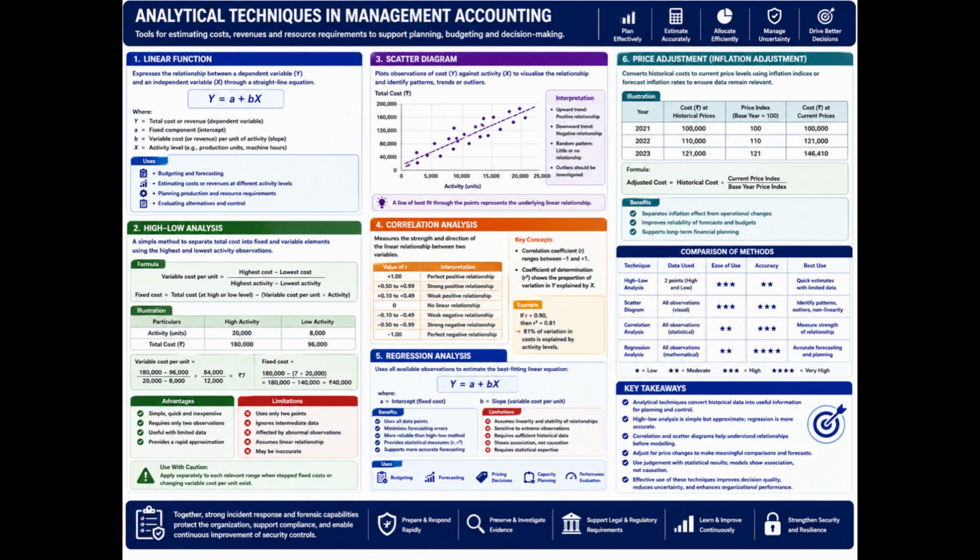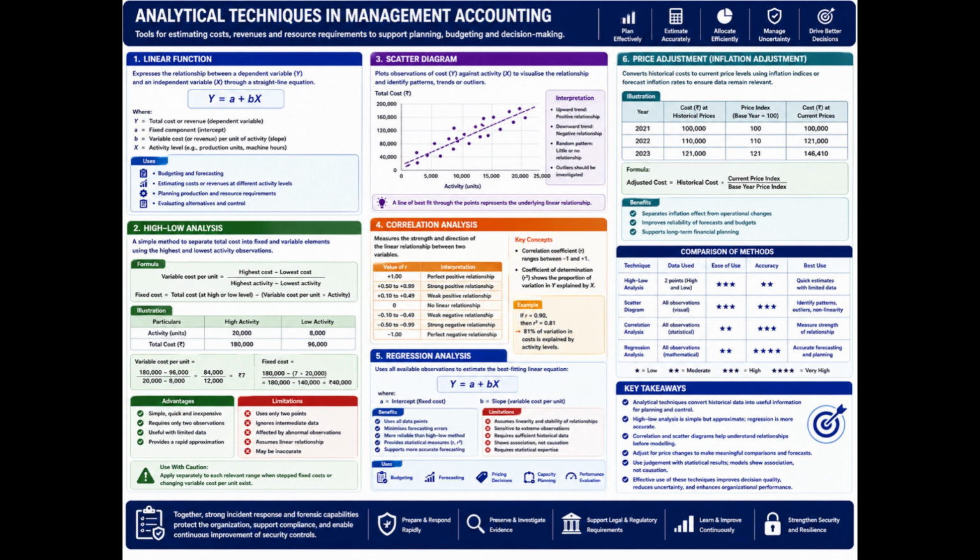A linear function expresses the relationship between a dependent variable and an independent variable through a straight-line equation of the form y equals a plus bx, where y represents the total cost or revenue, a represents the fixed component, b represents the variable cost or revenue per unit of activity, and x represents the activity level, such as production units or machine hours. This equation assumes that costs change proportionally with activity within a relevant range and forms the basis of many budgeting and forecasting models.